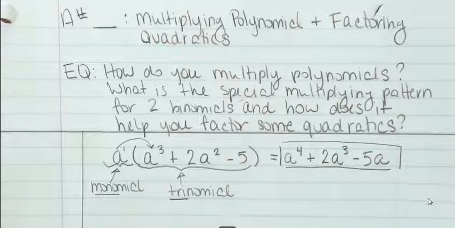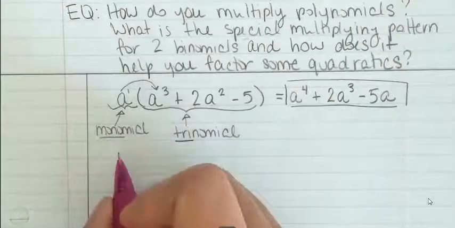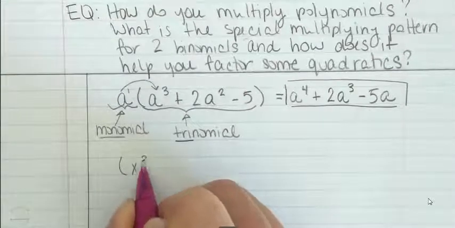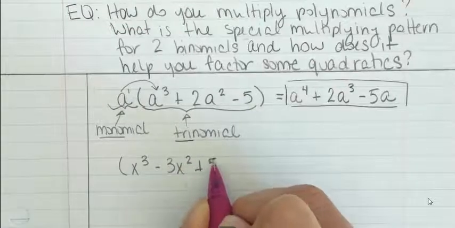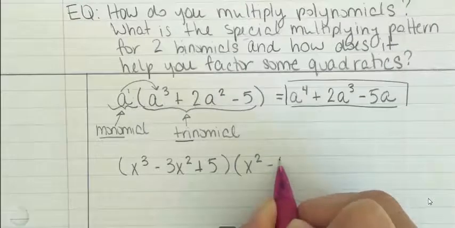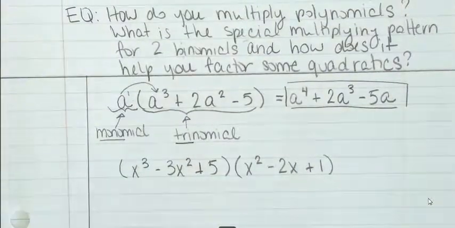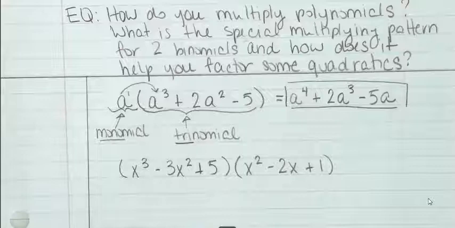Okay. Now, what if I did something like, ooh, how about 2 trinomials? This can get a little bit tricky. So, x cubed minus 3x squared plus 5. And then I'm going to multiply that to x squared minus 2x plus 1. So now I have 2 trinomials being multiplied. Well, when I do this, it's still distributive property, but it's like distributive property on steroids, okay?